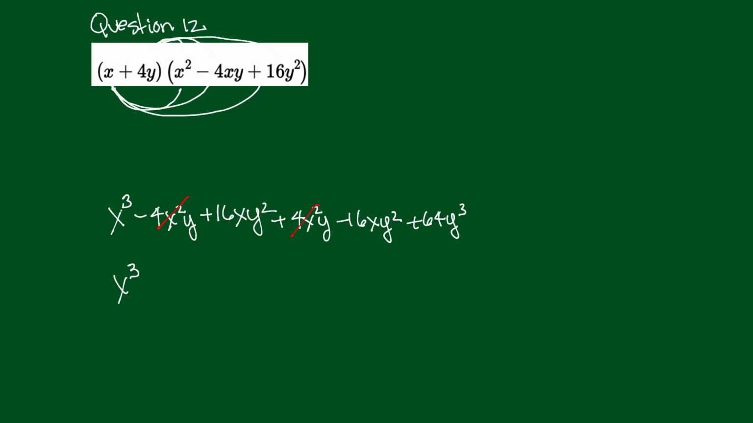They just add to 0. Now, what about these xy squareds? I see 16 of them here. Oh, and then minus 16 over here. Isn't this nice? So those xy squareds go out. So what's left? The only term left is this 64y cubed.